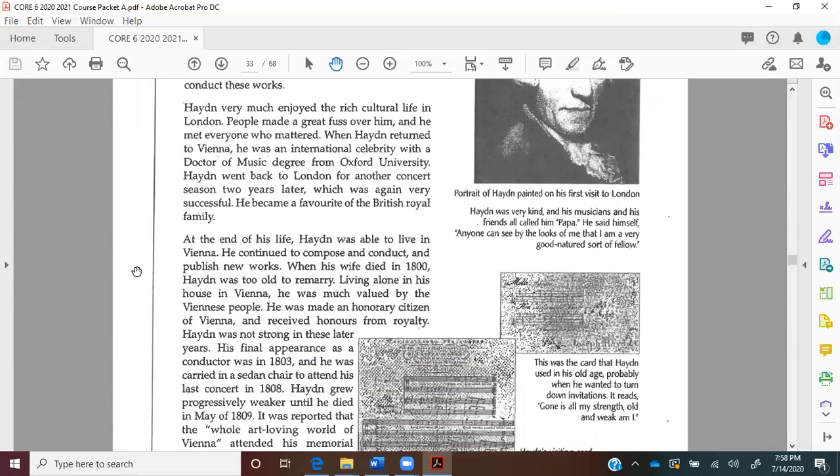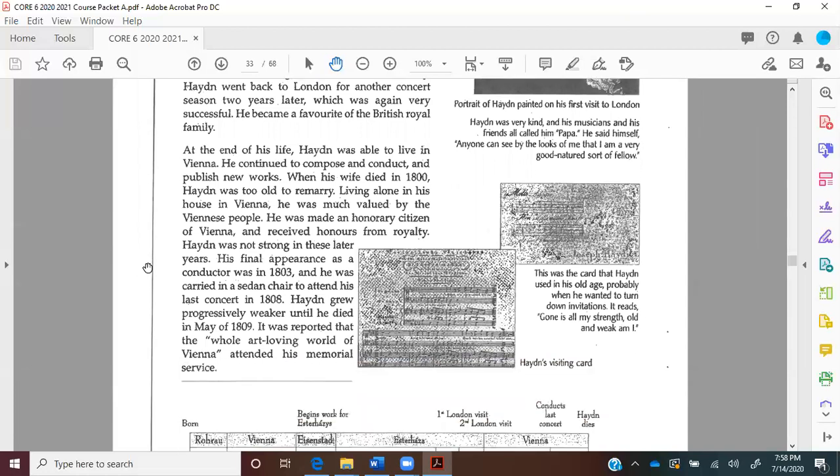Haydn very much enjoyed the rich cultural life in London. People made a great fuss over him, and he met everyone who mattered. When Haydn returned to Vienna, he was an international celebrity with a Doctor of Music degree from Oxford University. Ooh, Dr. Haydn. Haydn went back to London for another concert season 2 years later, which was again very successful. He became a favorite of the British royal family.